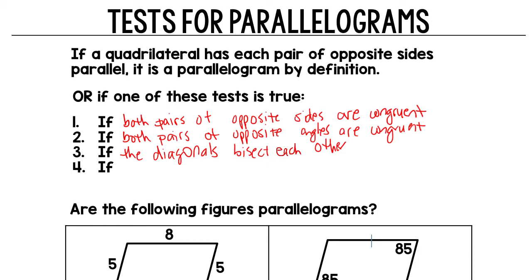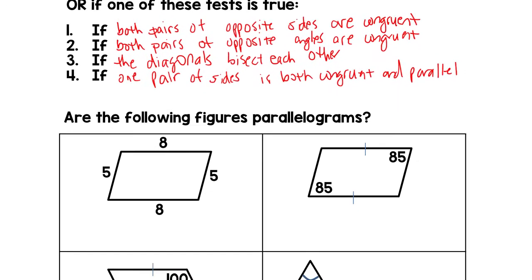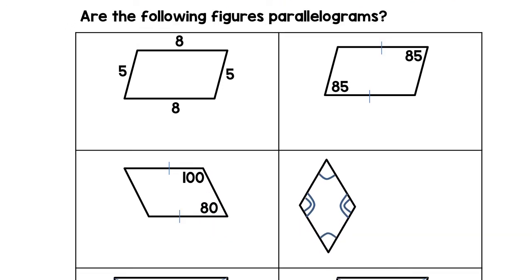Last but not least, if one pair of sides is both congruent and parallel, it's a parallelogram. So let's keep those four tests in mind while we look at the following figures to see if they are parallelograms. We'll call this number one. Number one, is that a parallelogram? Take a look, write down what you think or think it in your mind.